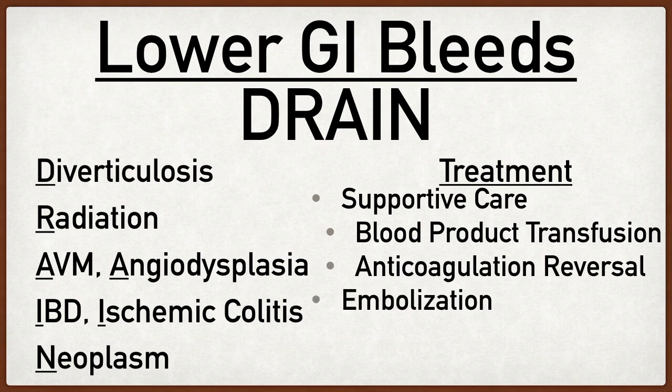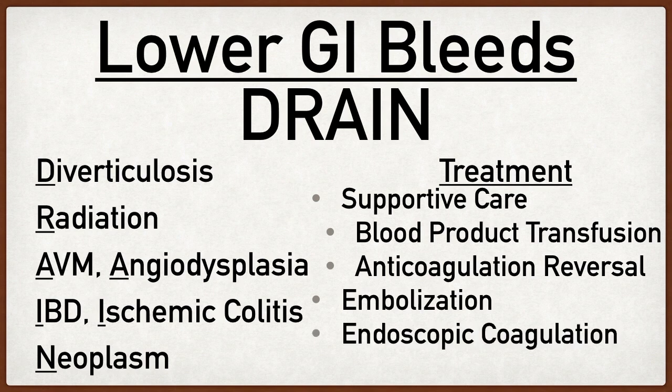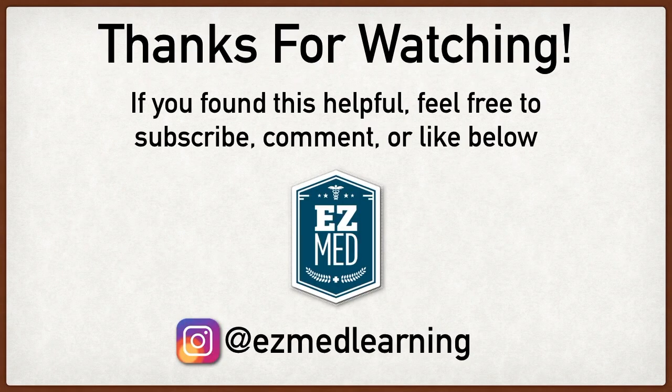The patient may also require embolization, which we talked about before when discussing angiography. Endoscopic coagulation is also another treatment option. And lastly, surgical resection. There will be a video in the future that talks about GI bleeds more comprehensively, but hopefully this mnemonic gave you a simple way to remember some common causes of lower GI bleeds.